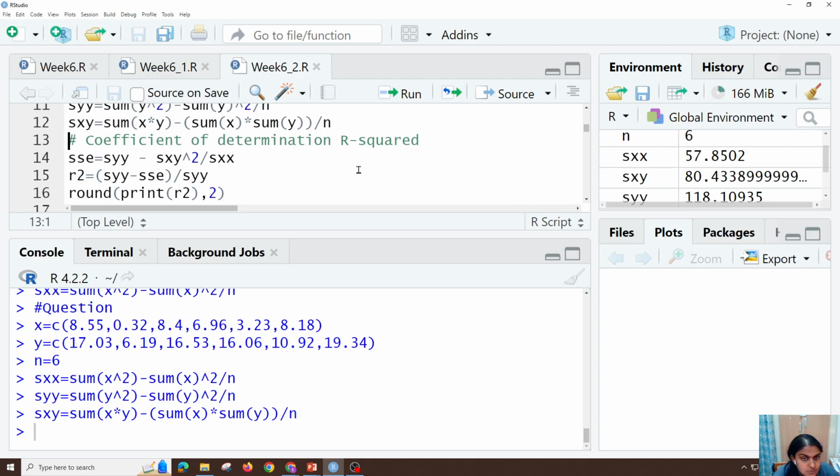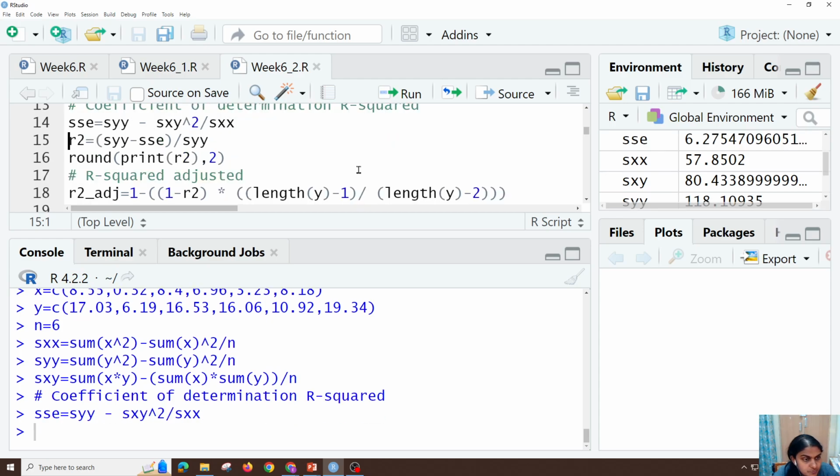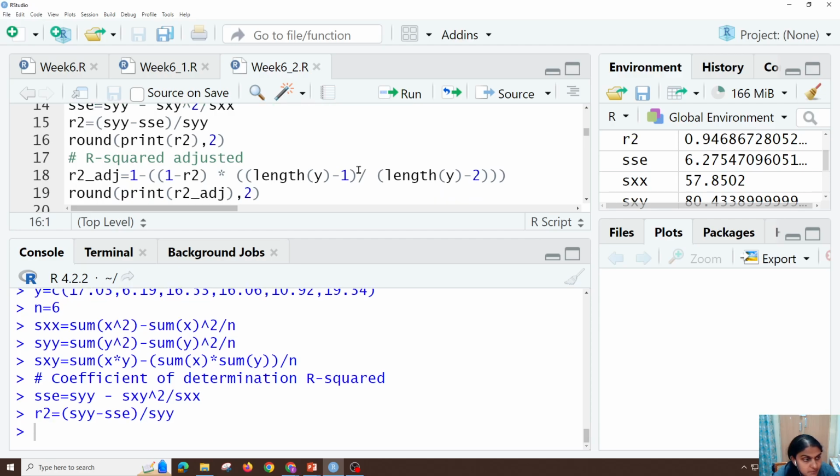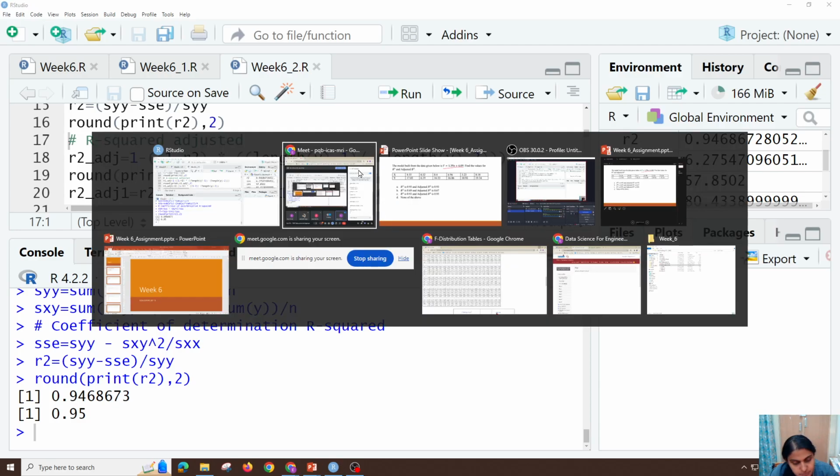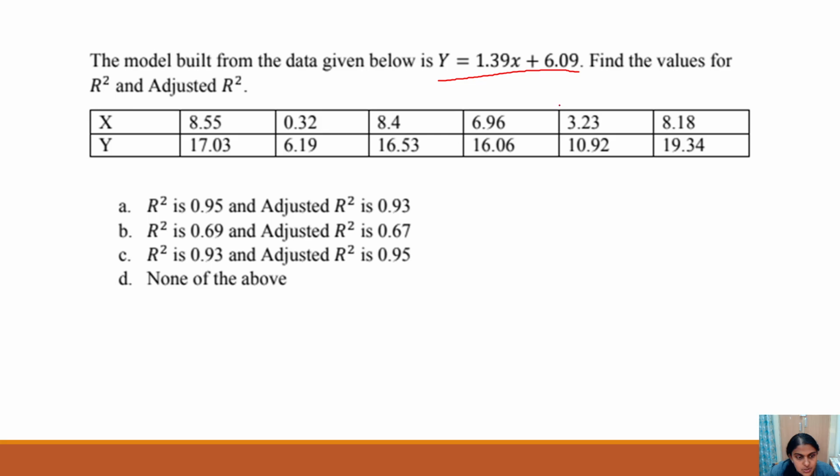The coefficient of determination, R squared, you can get in this way. First calculate SSE as Syy minus Sxy squared divided by Sxx. So SSE comes to 6.27, and R square is Syy minus SSE divided by Syy. Rounding to 2 decimal places, the final answer is 0.95. So 0.95 is the answer for R squared.